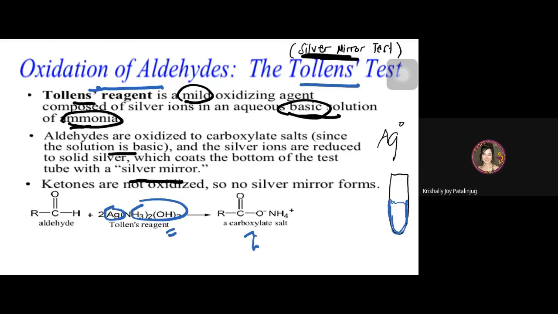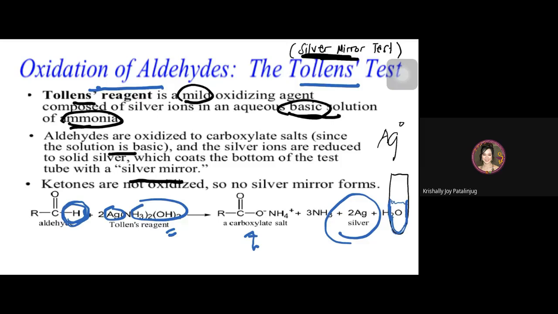In the oxidation of aldehyde, only this part changes. Supposedly, it becomes OH to form a carboxylic acid. But again, we are using a basic solution of the oxidizing agent, so the product is an ammonium carboxylate salt. But what is important again is the visible result: the silver mirror forms.